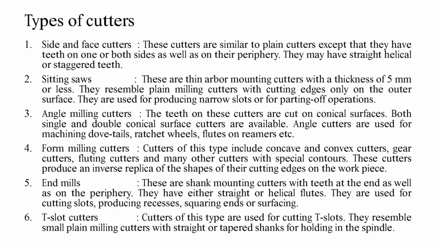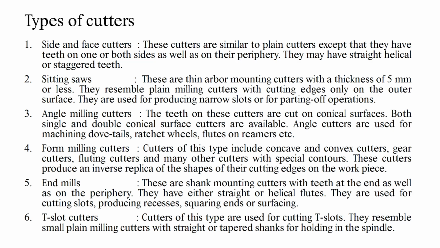3. Angle milling cutters. The teeth on these cutters are cut on conical surfaces. Both single and double conical surface cutters are available. Angle cutters are used for machining dovetails, ratchet wheels, flutes on reamers, etc. 4. Form milling cutters. Cutters of this type include concave and convex cutters, gear cutters, fluting cutters and many other cutters with special contours. These cutters produce an inverse replica of the shapes of their cutting edges on the workpiece.